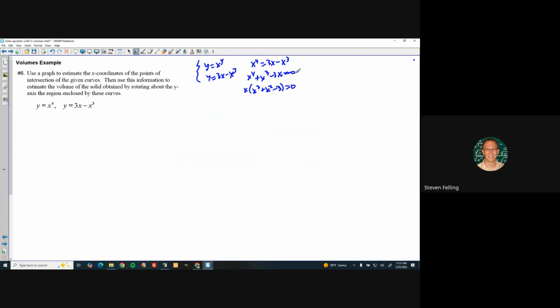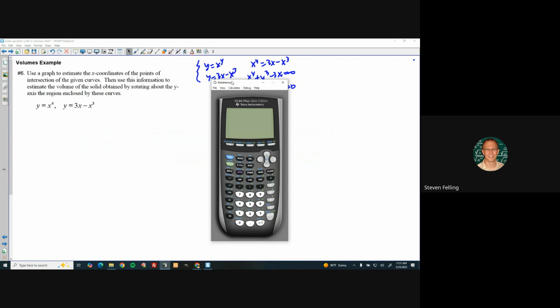Wow. There's no real good way to solve that. So I think in this case, we're just going to resort to a calculator. I think we have to in this case. We wouldn't ever have anything that complicated if we didn't allow a calculator. So we're going to do this with the calculator.